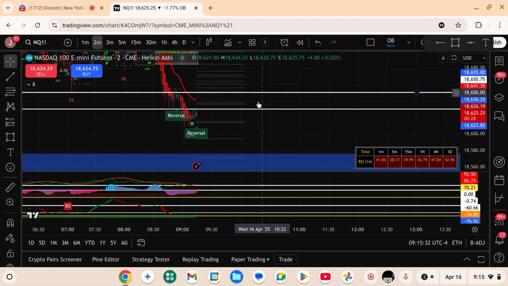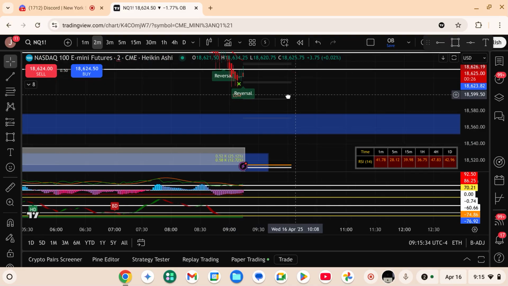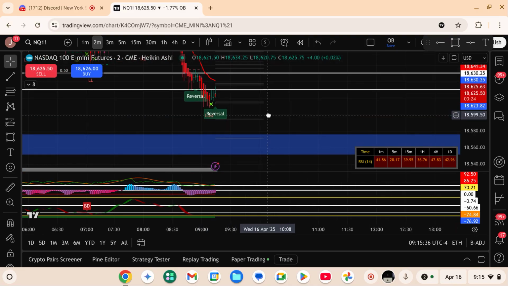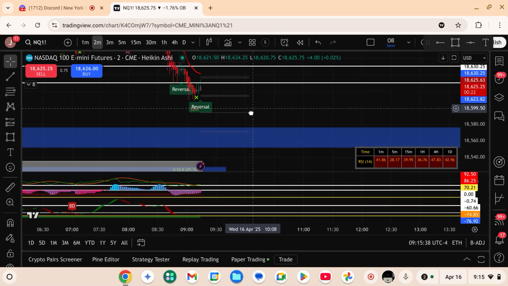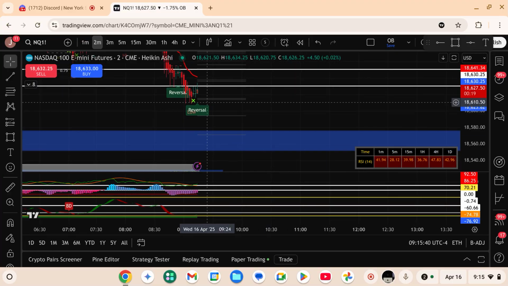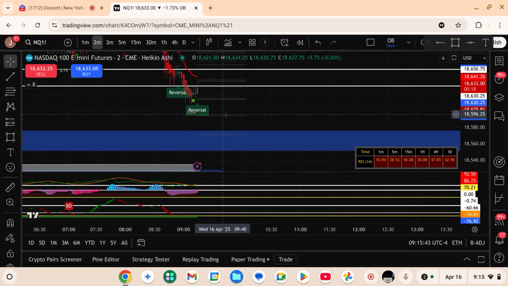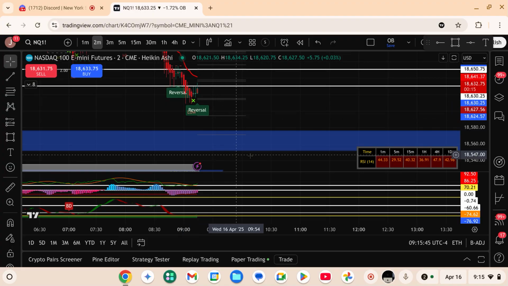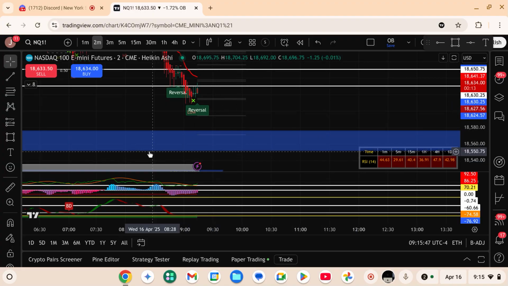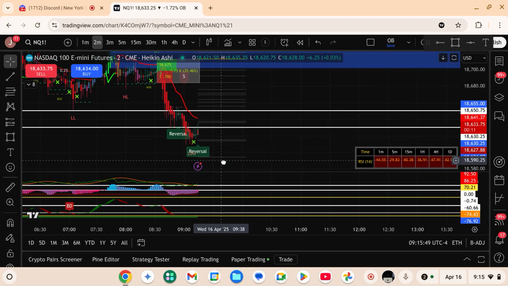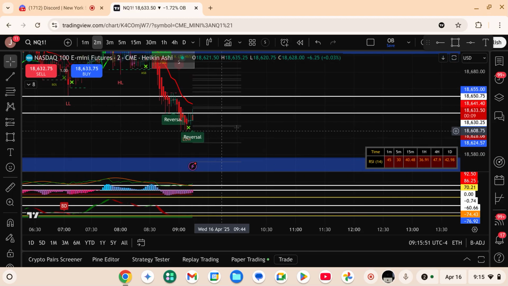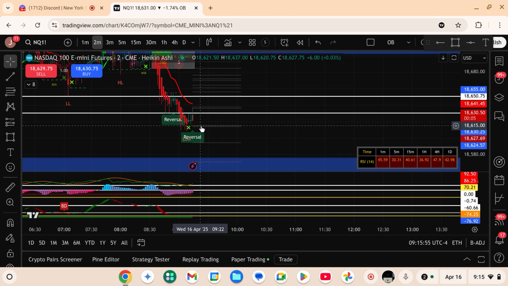But if it rejects, I don't know. This range is just getting too tight. Like it's getting closer to this box, and we're not really going anywhere. So that's kind of making me think that as soon as it taps into here, it's just gonna shoot up. I don't know. We'll see what price does.